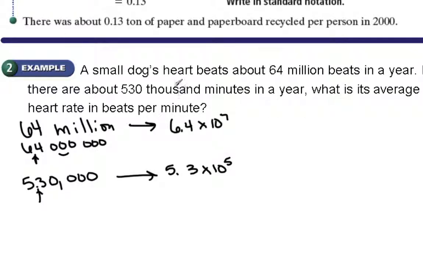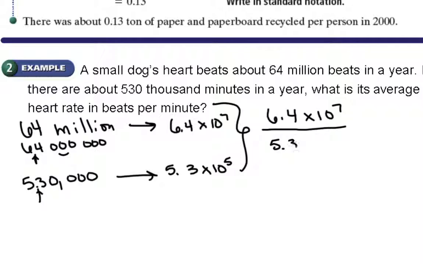All right, let's go back. A small dog's heart beats about 64 million beats in a year. If there are about 530,000 minutes in a year, what is its average heart rate in beats per minute? So we're going to take the total number of beats per year and divide that by the number of minutes, and that's going to give us the beat per minute. So 6.4 times 10 to the 7th is in the numerator over 5.3 times 10 to the 5th.